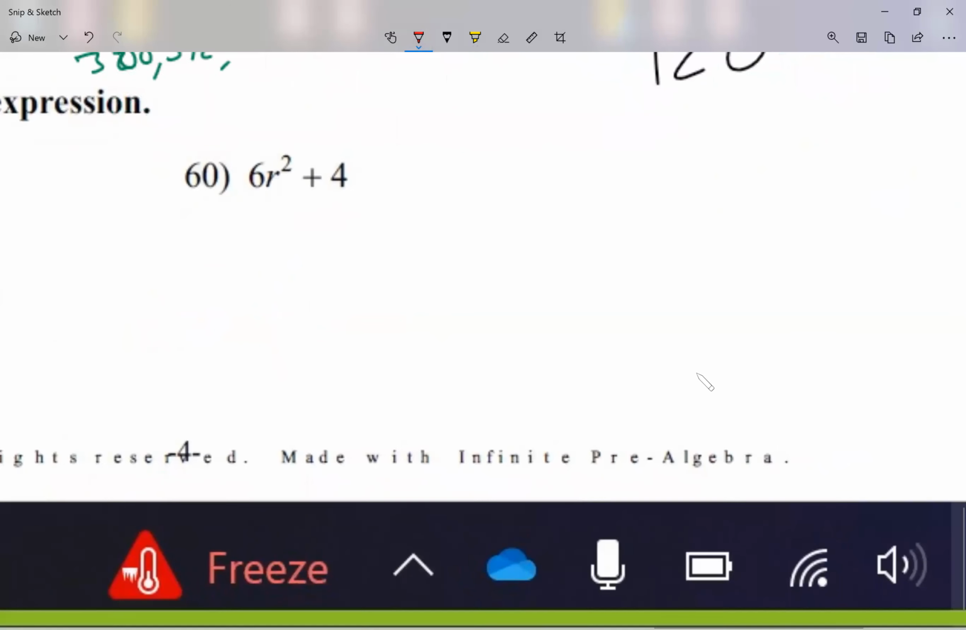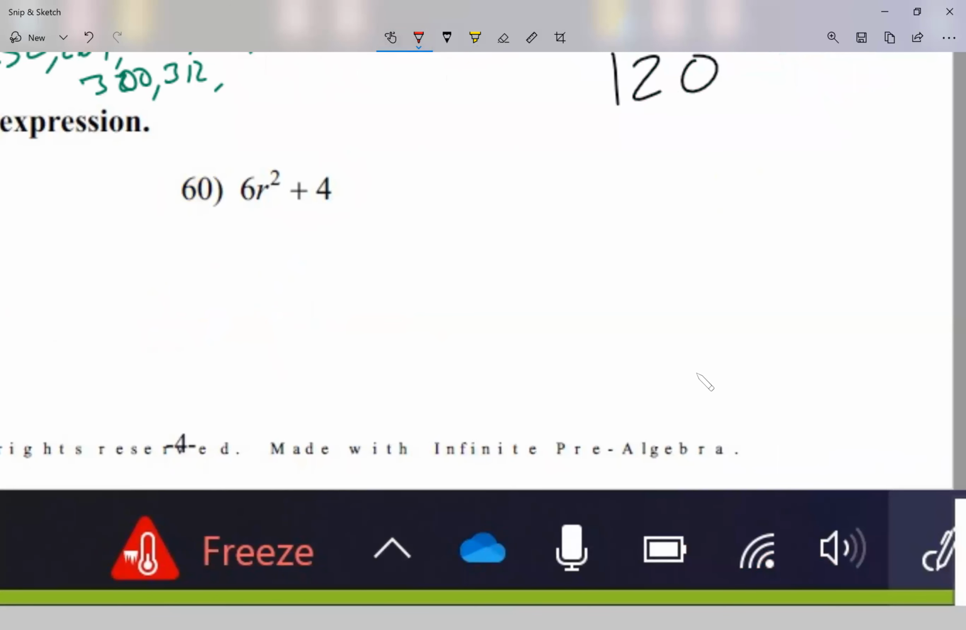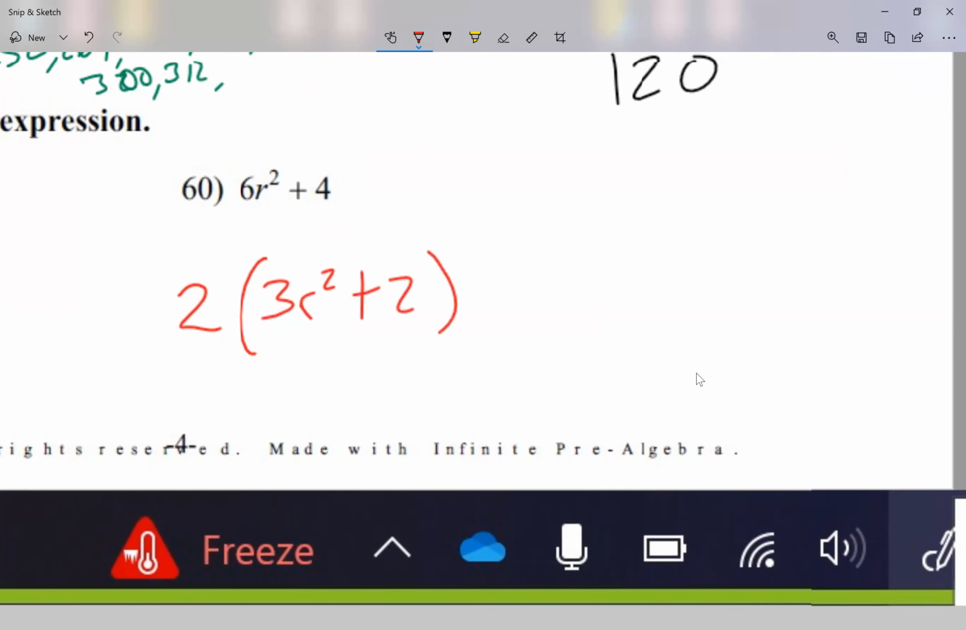Let's take a look at number 60. Number-wise, I can divide each of my numbers by 2. Letter-wise, nothing. The last term doesn't have a letter, so I cannot factor a letter. So open parentheses, each of my numbers divide by 2. So that's going to give me 3r to the second plus 2. Right? Each of my numbers, the 6 and the 4, I divided each by 2.